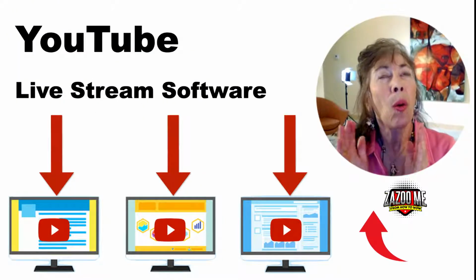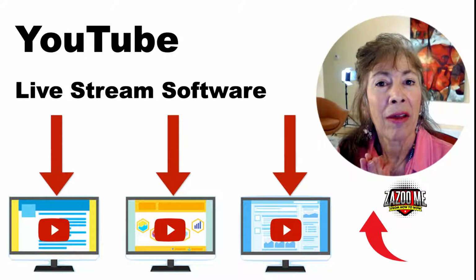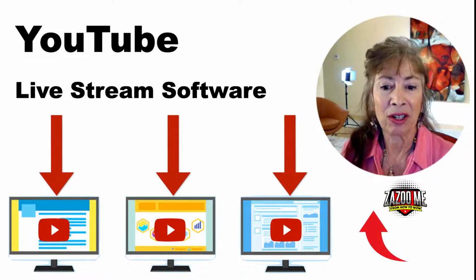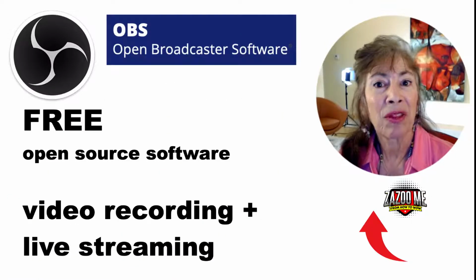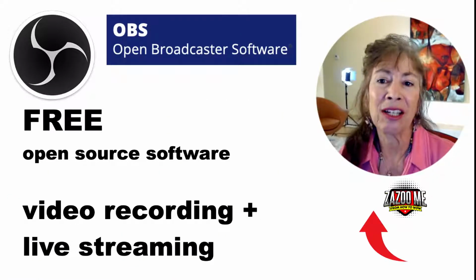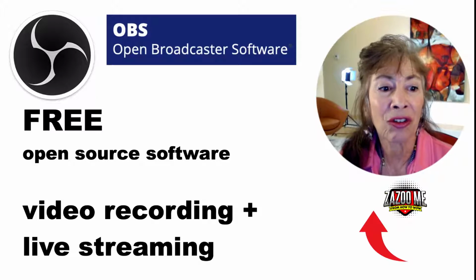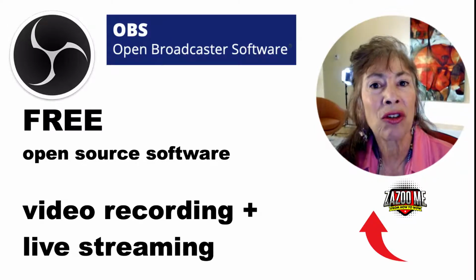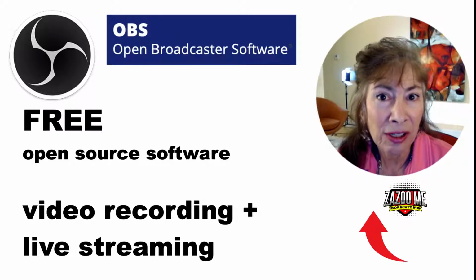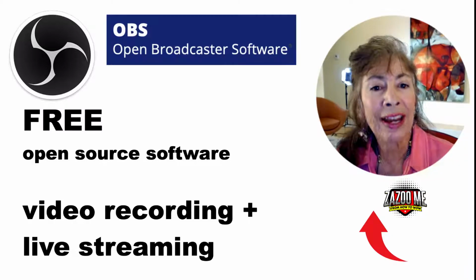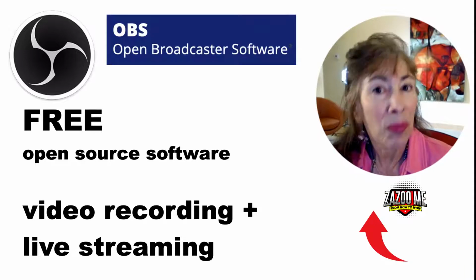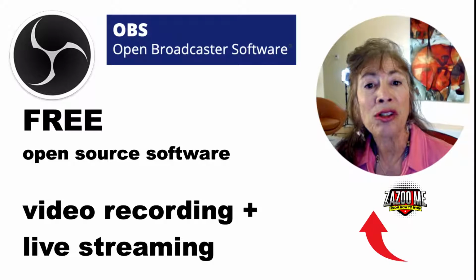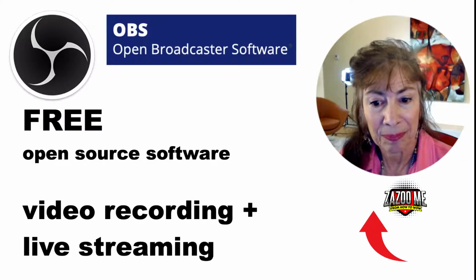What are the 3 best business options for YouTube live streaming software? The first one is OBS, which stands for Open Broadcaster Software. And OBS allows you not only to record videos, so if you want to make courses or pre-film something for your business, for training, for whatever, you can use it for that, but it's also amazing for live streaming.